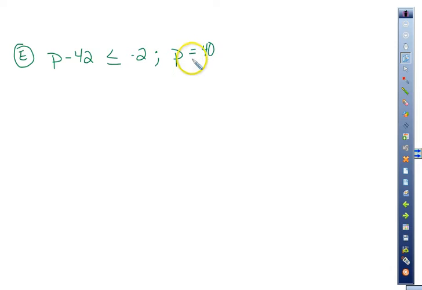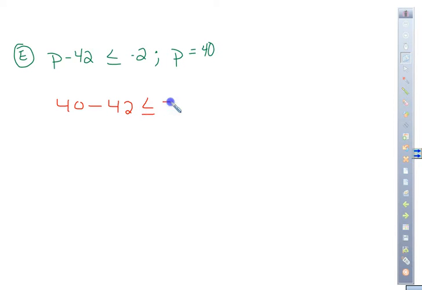All right, so now you're going to simply take the value of p, which is 40. So it's going to be 40 minus 42 is less than or equal to negative 2. Let's solve this. 40 minus 42 gives me a negative 2, less than or equal to negative 2. Is it less than? No. But is it equal to? Yes. So this answer again is true.